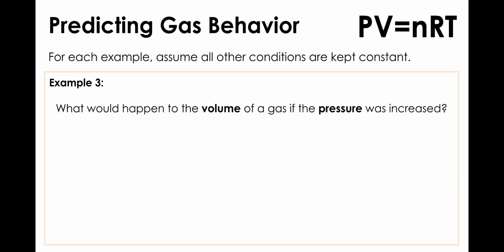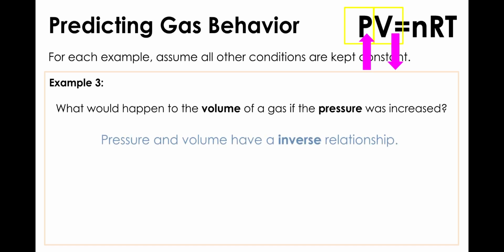For example 3, what would happen to the volume of a gas if the pressure was increased? So we're looking at capital V and capital P. Look at now, these are on the same side of the equal sign, and this was an indicator that these variables will have an indirect relationship. So if pressure was increased, then volume would do the opposite. Volume would be decreased. And that's because pressure and volume have an inverse or indirect relationship.